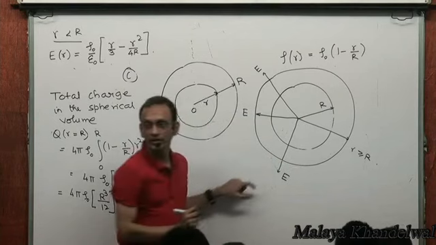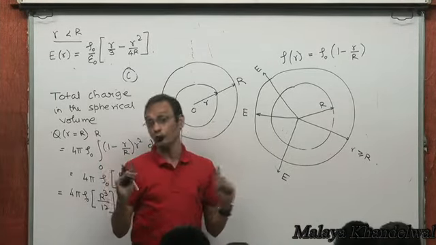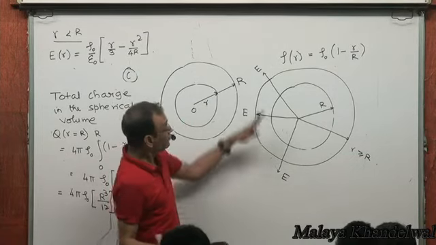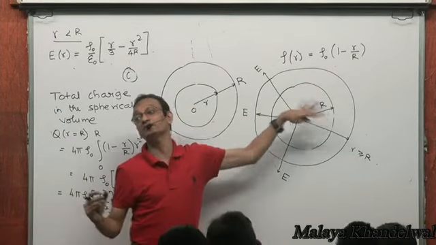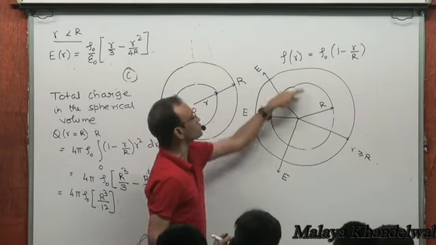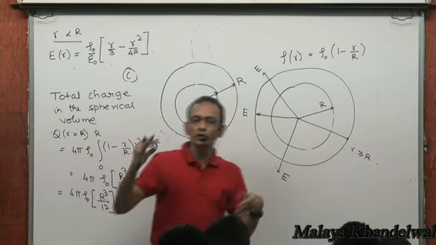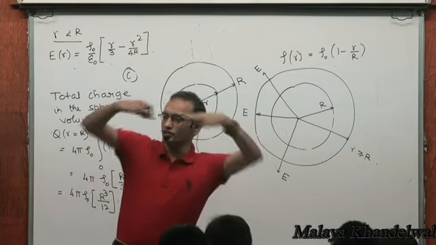Yes or no? At every point of this Gaussian surface, E would be radially outward because of spherical symmetry, and would be of the same magnitude because they are at the same distance from this distribution. There is no way this distribution would distinguish between this point and this point and this point and this point. So it's going to produce the same magnitude of E at every point of this surface.